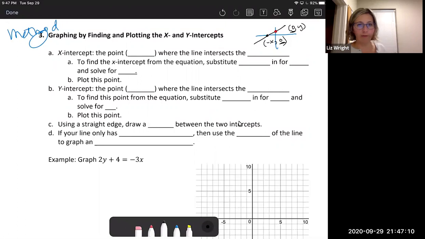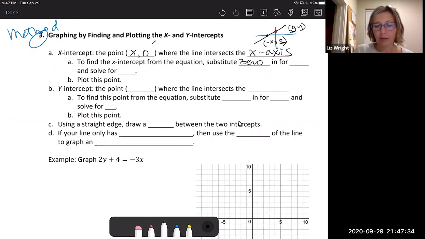So those are the blanks that we're going to fill in down below, just walking you through that process. Okay, so the x-intercept is going to be the point. What do we already know? It's going to be x comma 0, where the line intersects the x-axis. To find the x-intercept from the equation, we are going to substitute 0 in for what? You should know this. What position is it in? We're substituting 0 in for y, and we're solving for x, because we don't know what that is. This is our unknown, right? That's the question mark. This is for sure going to be 0. Then we're going to plot the point.